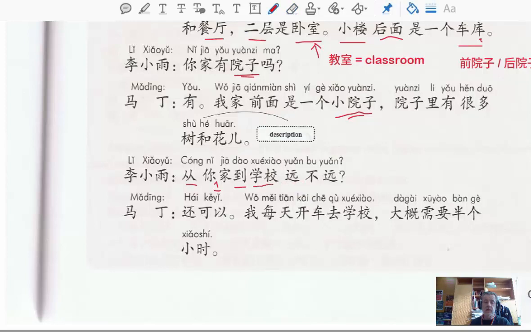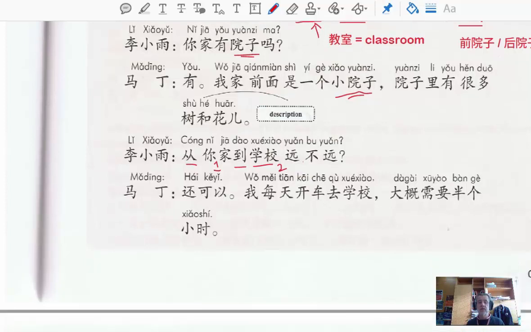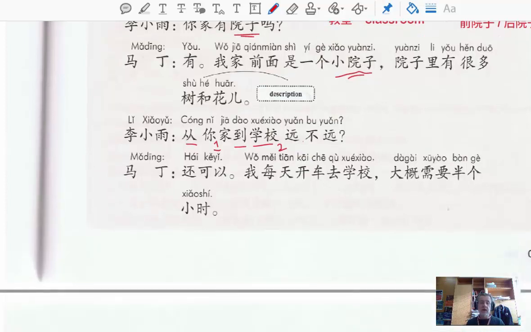Okay, 到学校, so that's number 2. And then you can ask the question, 远不远, or you can make the statement, 很远, 不远. So from your home to the school, is it far? 还可以. We've come across this a number of times where 还可以 means, in this case, not too bad, not too far. It's not close, but it's not too far. And by the same token, it's not very far.